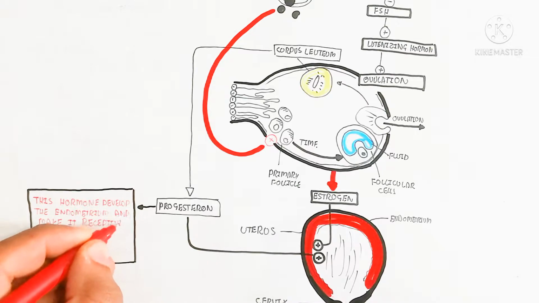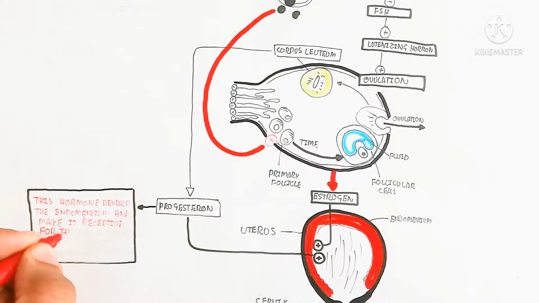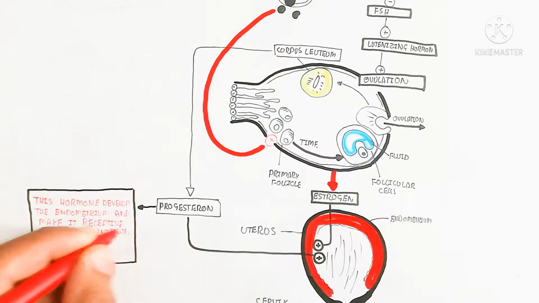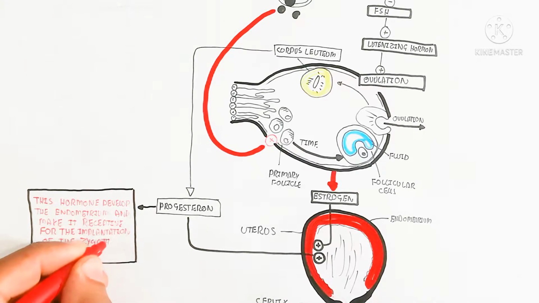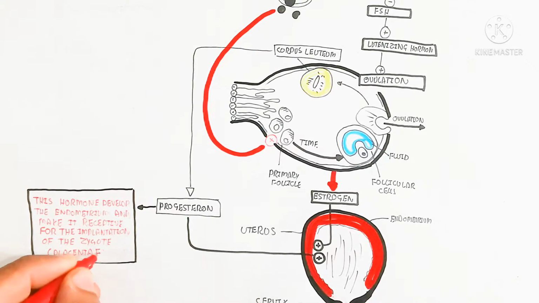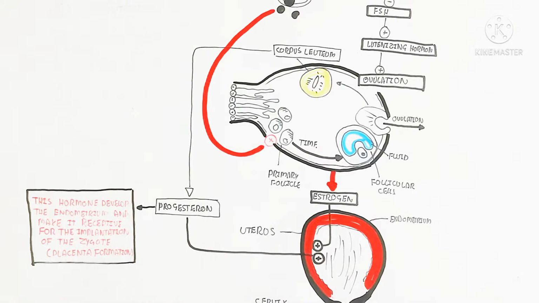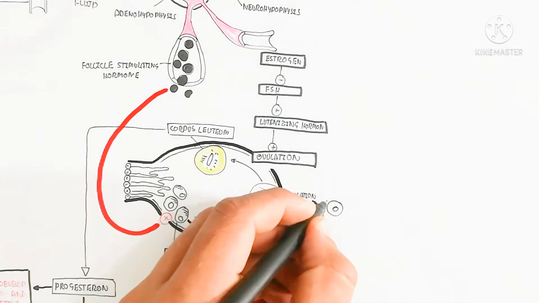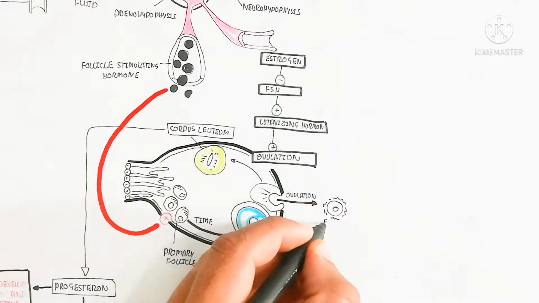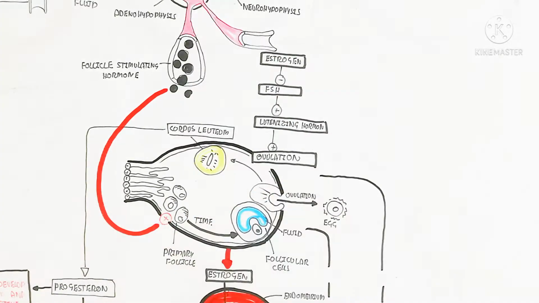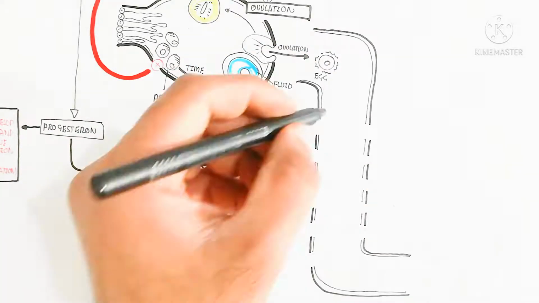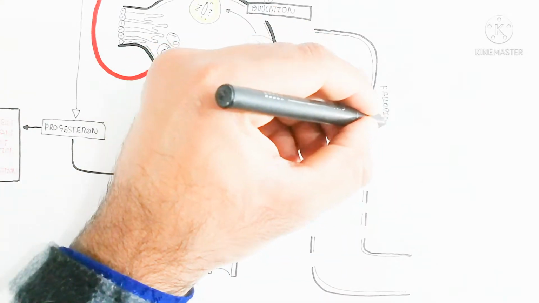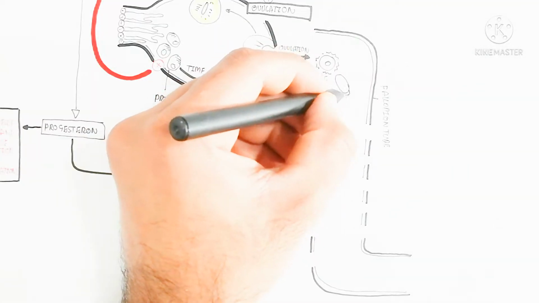This hormone progesterone develops the endometrium and makes it receptive for the implantation of the zygote. So the placenta forms due to progesterone. If the progesterone decreases, a miscarriage can occur. After ovulation, the egg is released into the fallopian tube. Here I am drawing the fallopian tube for understanding.